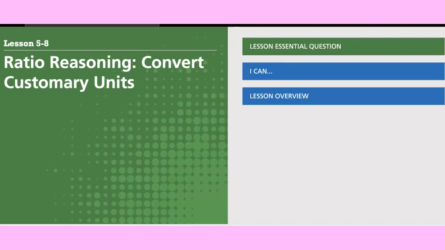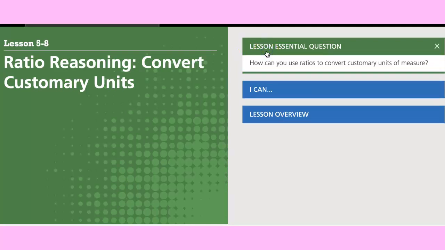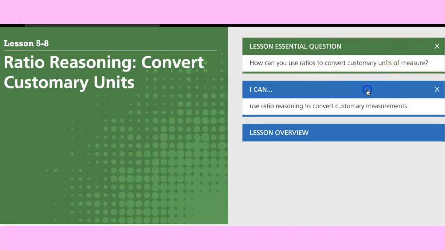Good morning again. We're now on our lesson 5.8, ratio reasoning and converting customary units. Our essential question for this lesson is, how can you use ratios to convert customary units of measure? We know we could use ratio reasoning to convert customary measurements. We could use a table, proportionality, and everything like that.